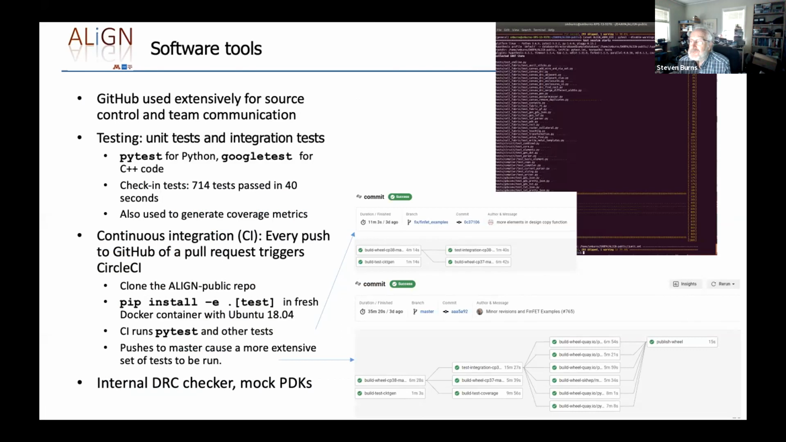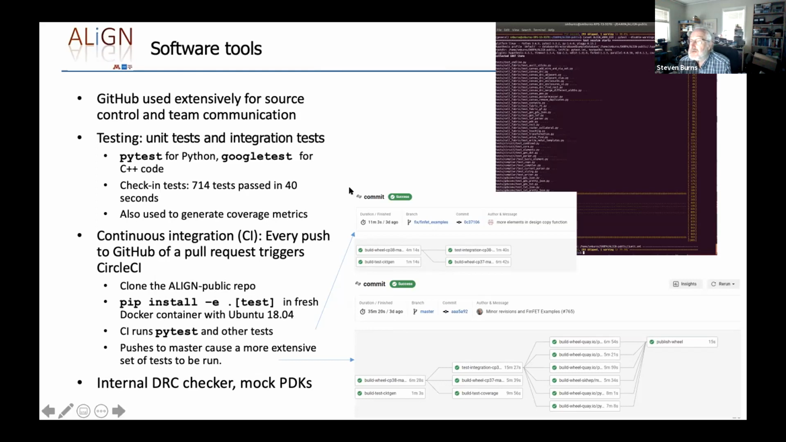And in terms of how we develop things now, we use GitHub for source control and team communications. We have lots of issues, lots of PRs around. We communicate in PRs about what needs to be fixed. The testing infrastructure is done using PyTest for Python and Google Test for the C++ code. Although a lot of the C++ testing now is done in Python because we have Python interfaces around it. We have a lot of check-in tests. We also generate coverage metrics.